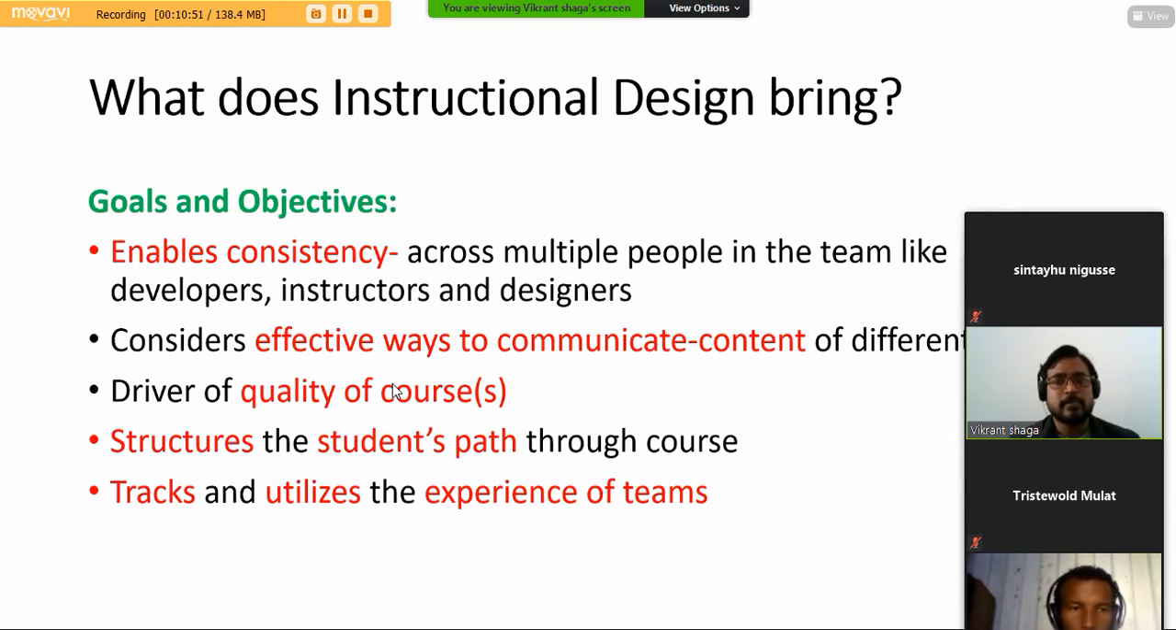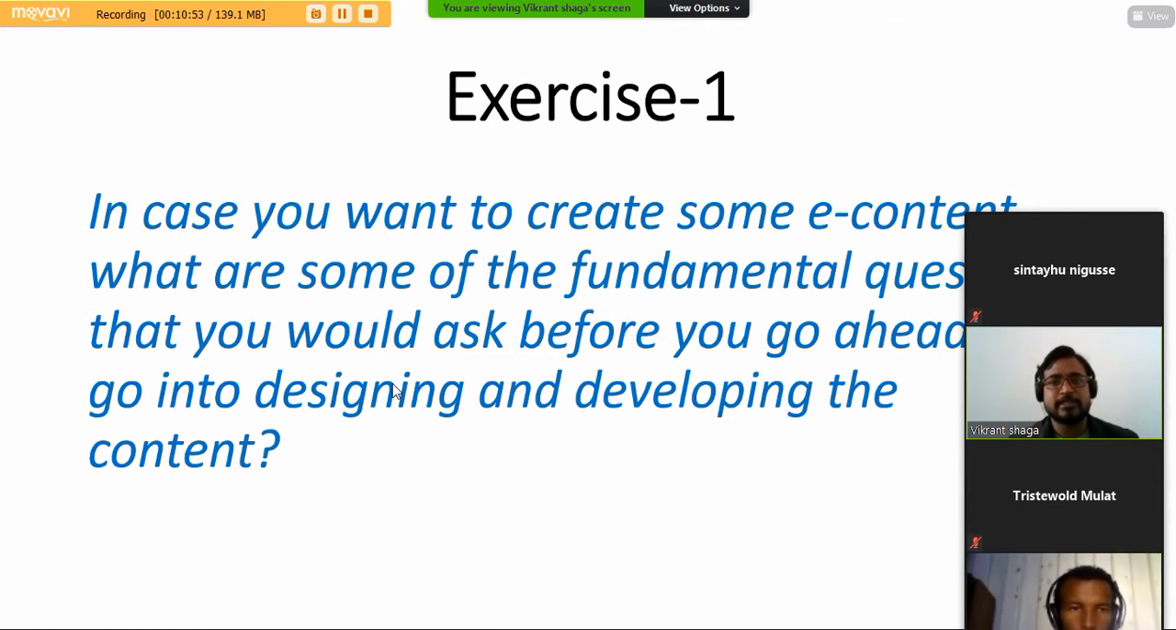Okay, so let's take one activity. Let's do an exercise for all of you. Just put it on the chat: what is your observation about this particular exercise? The exercise is, in case you want to create some e-content, what are some of the fundamental questions that you would like to ask before you go ahead into designing and developing the content?